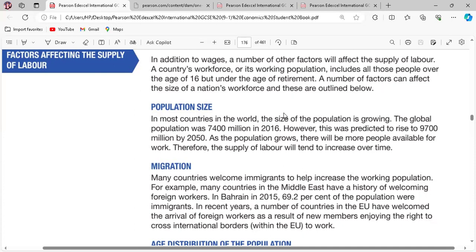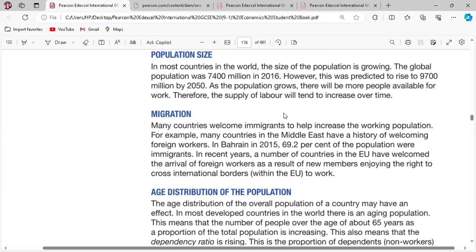So for population size, if the population increases, the supply of labor will shift rightward from SL1 to SL2, and the quantity of labor that will be supplied to the market will increase from QL1 to QL2. That is for population size. Then we go to migration.